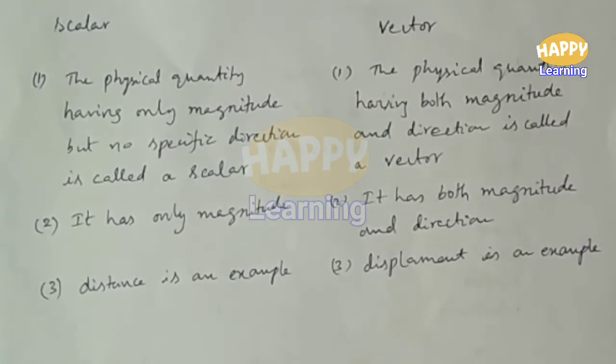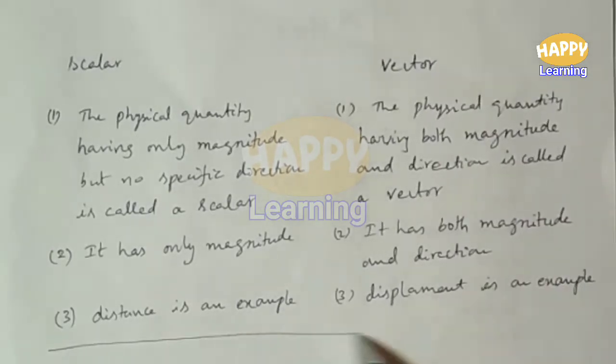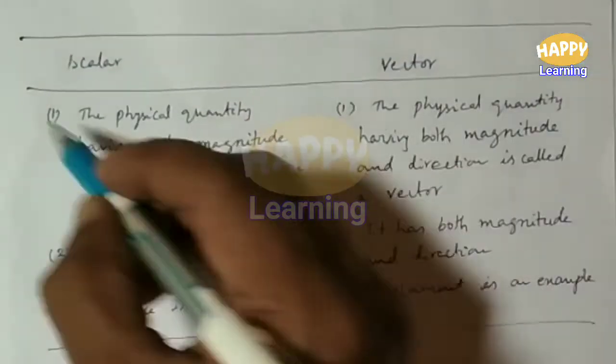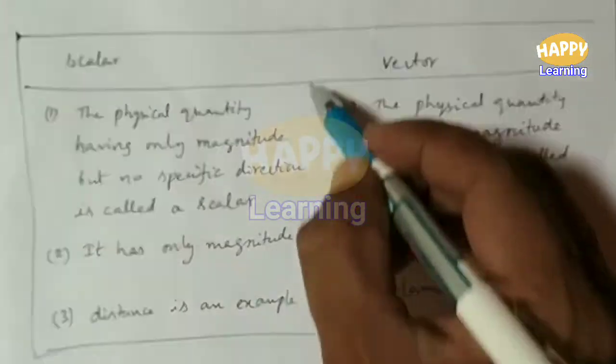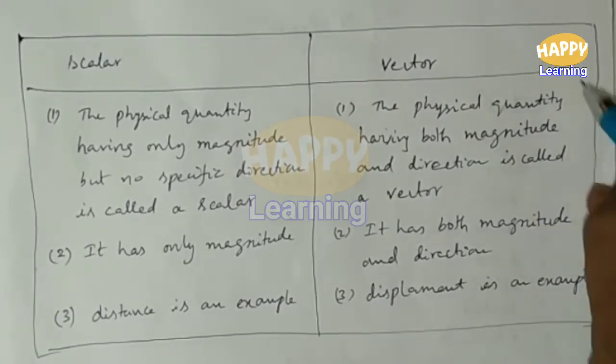Let us draw a table for this. So generally you will be asked to write the differences between scalar and vector, and you can write in this table form. Or if it is asked in general, you can write without a table.